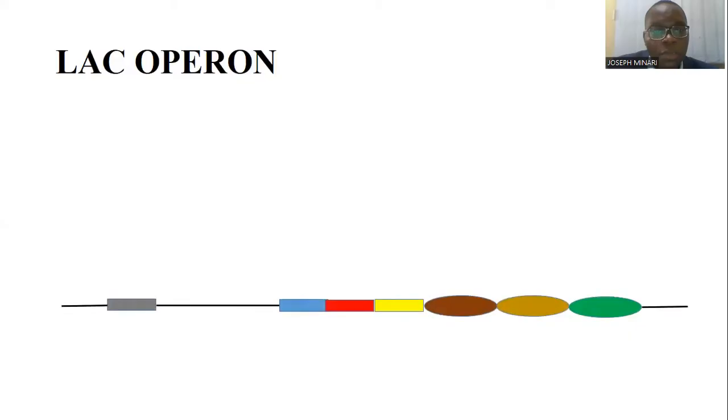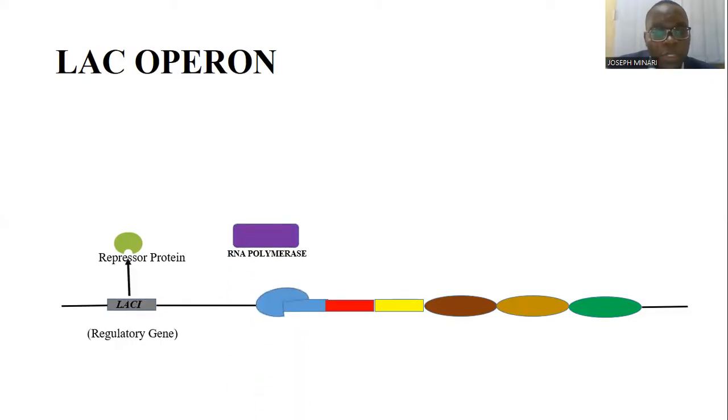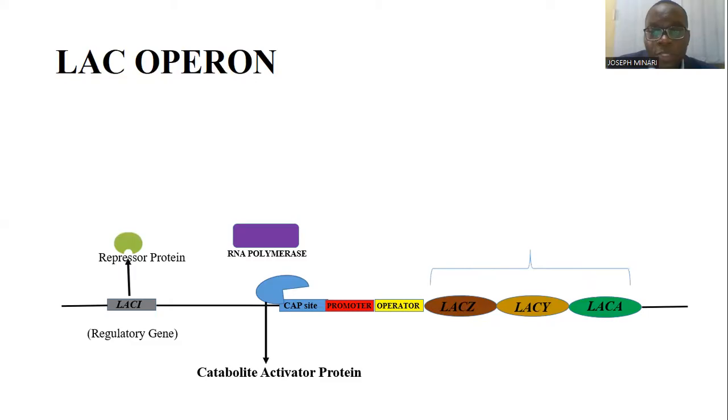The E. coli has some components. Number one, we have the repressor protein, which is expressed by the LAC-I gene, also referred to as the regulatory gene. We have the RNA polymerase, the catabolite activator protein, the promoter, the operator, LAC-Z, LAC-Y, and LAC-A. These three downstream genes are referred to as the structural genes.